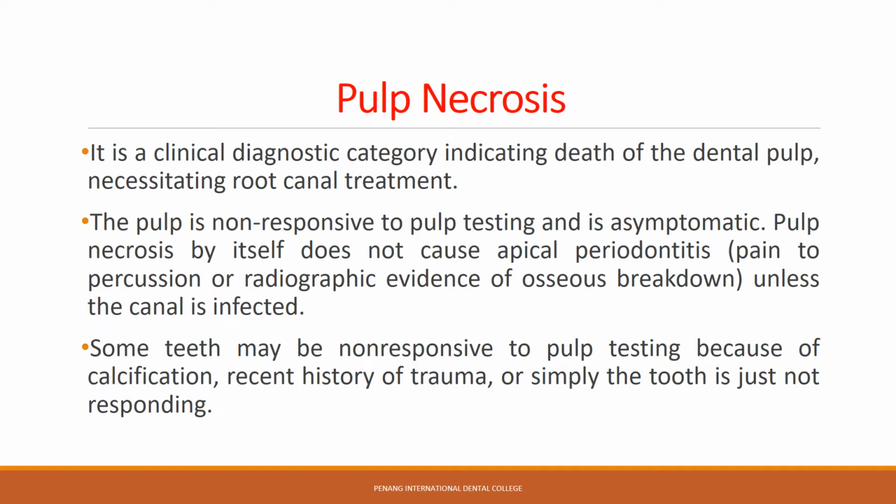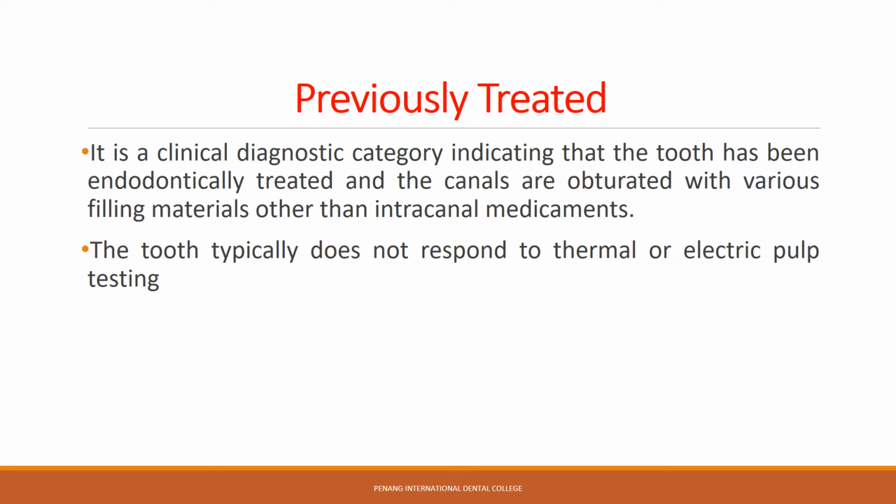Okay, so moving now, let us look at how to describe the status of the pulp where a root canal treatment is initiated, or the tooth has been root canal treated. So the first is previously treated. It is a clinical diagnostic category indicating that the tooth has been endodontically treated and the canals are obturated with various filling materials other than intracanal medicaments. So, if a tooth has been root canal treated and obturation has been done and a filling material is not an intracanal medicament, then the pulp is described as previously treated.